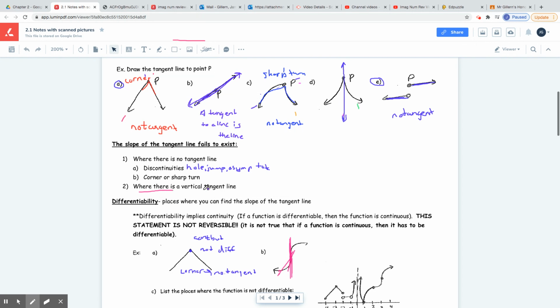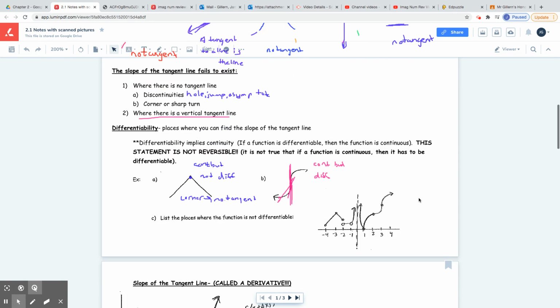However, a vertical line has no slope. So once again, this is continuous, but not differentiable. These are both examples where something is continuous, but not differentiable, and that's because it has a vertical tangent line. So where it's not differentiable is where there is no tangent line or it has a vertical tangent line.